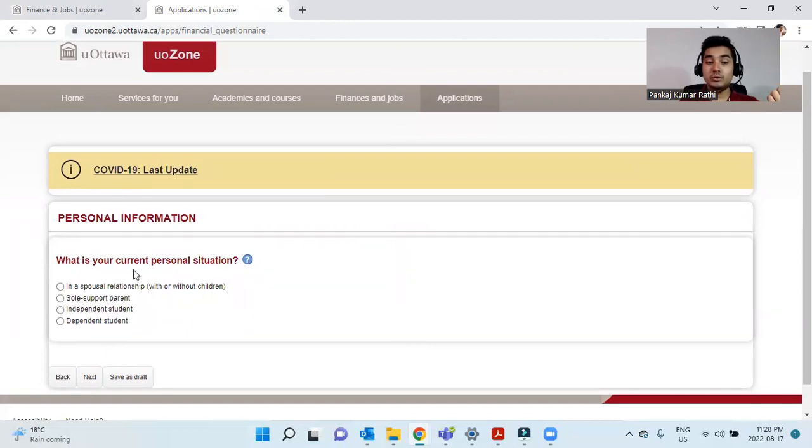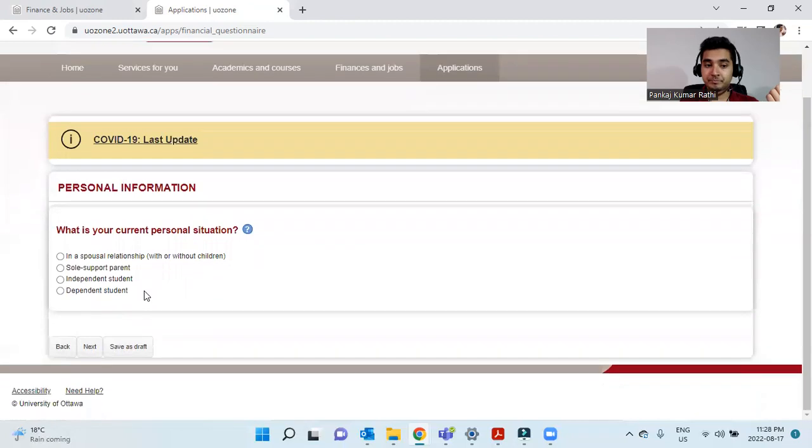The next thing is, what is your current personal situation? That is, whether you are in a relationship, whether you are married and you have kids. The second one is sole support parent. Now, sole support parent means you support your parent. Okay, so that is sole support parent. That is, you are responsible for everything.